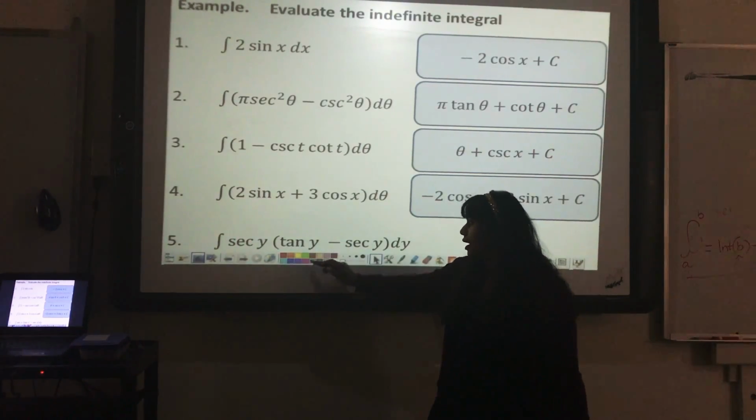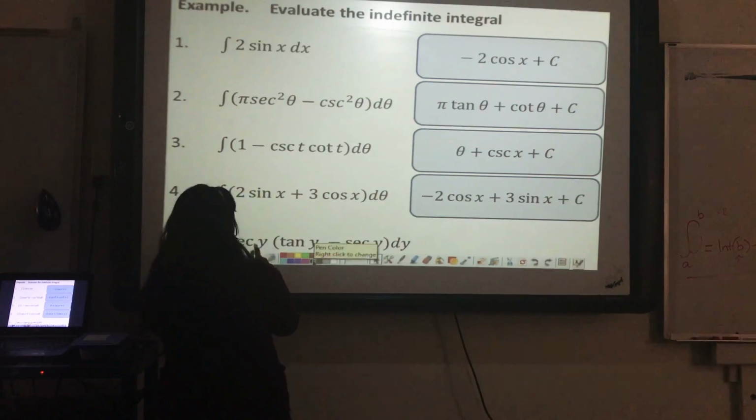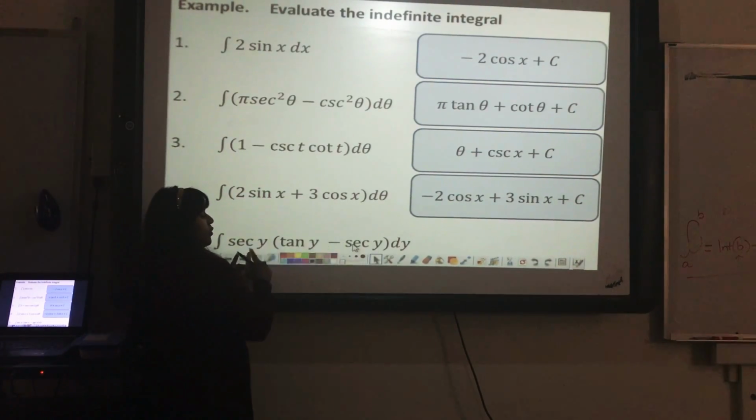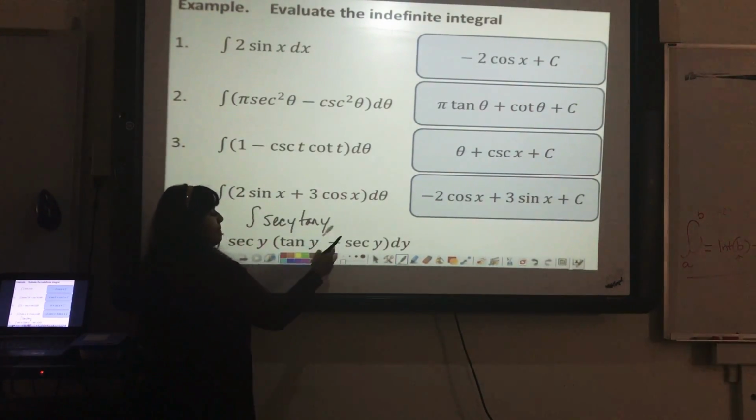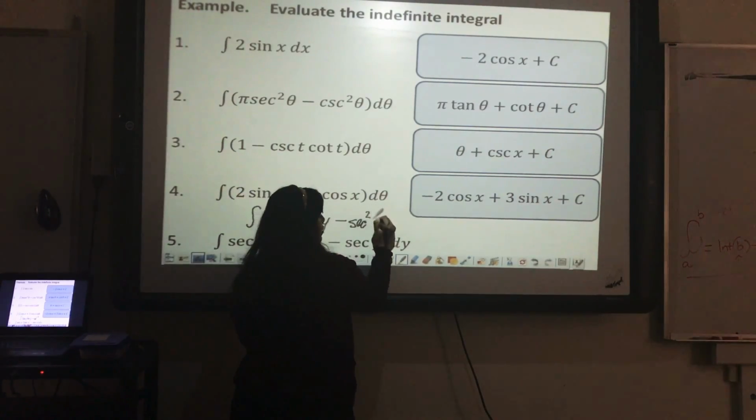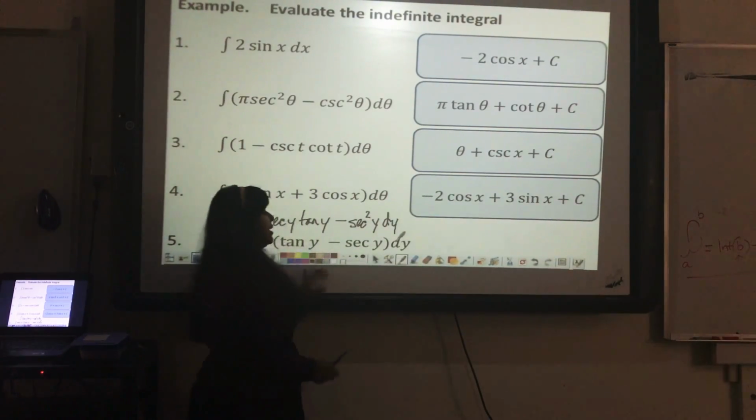So I'm just going to rewrite this equation right here. So instead of secant y times the quantity, it's going to be secant y tan y minus secant times secant is secant squared dy. So this is my new integral.